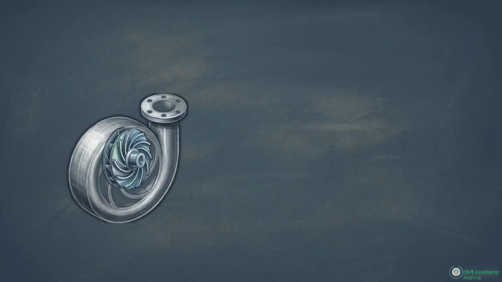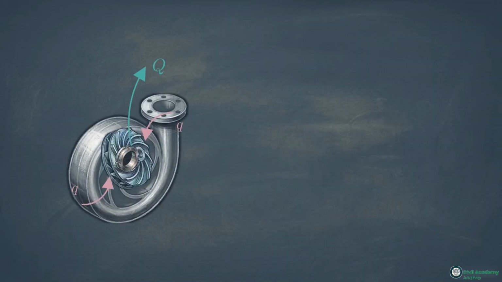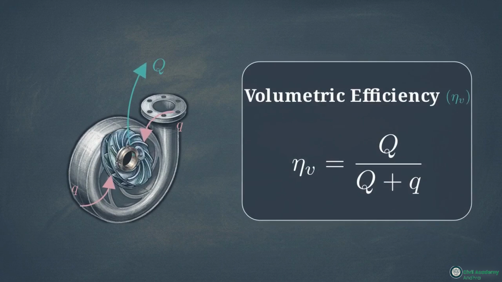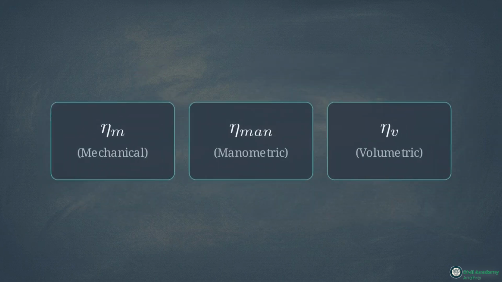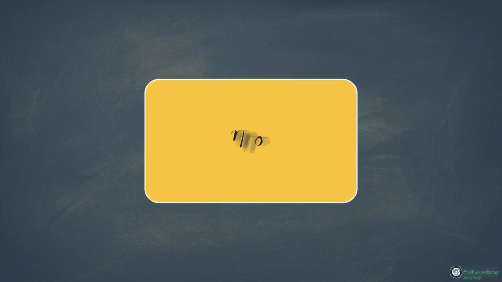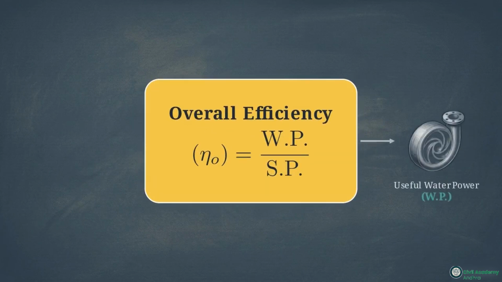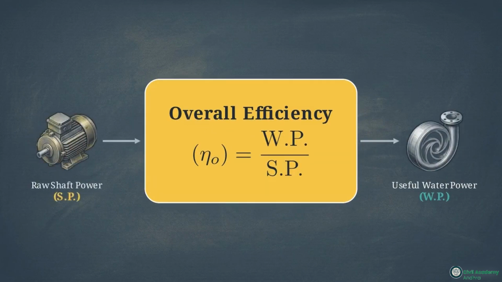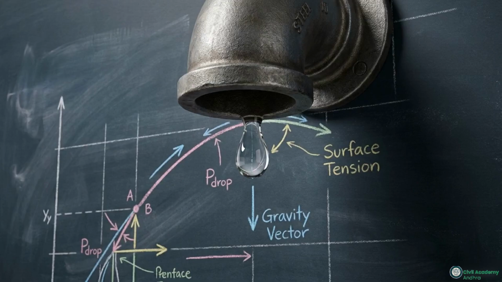Finally, some of that newly pressurized fluid inevitably leaks back to the suction side through tiny clearance rings, which gives us volumetric efficiency. Multiply these three together and you have overall efficiency, the final ratio of useful water power delivered compared to the raw shaft power supplied. The electrical power you pay for is taxed by mechanical friction, hydraulic shock, and internal leakage long before a single drop of water reaches its destination.